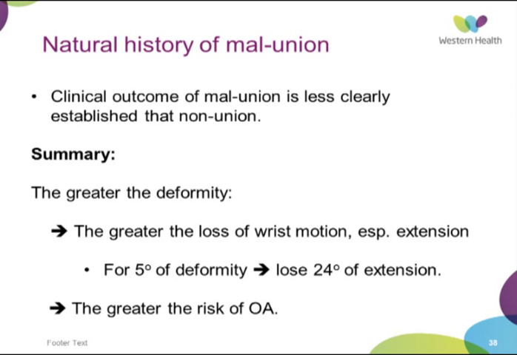The natural history of malunion, in summary: the greater the deformity of the malunion, the greater the loss of wrist motion, especially extension. So for a small amount of deformity, for example, 5 degrees of deformity, you'll lose 24 degrees of wrist extension. And there's also the greater risk of arthritis.